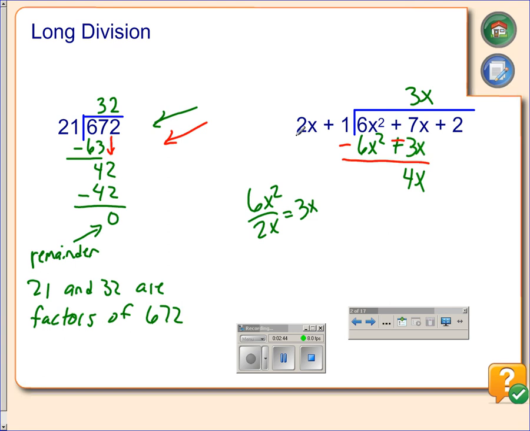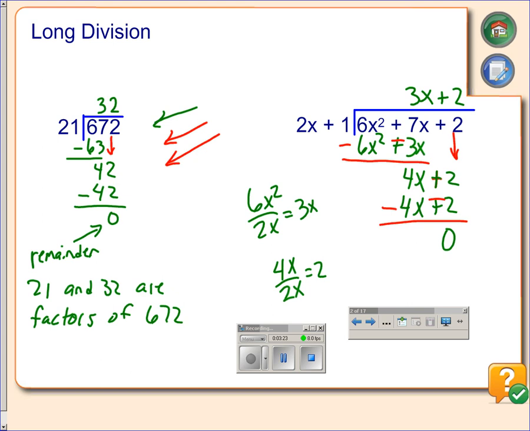Next thing I will do is bring down the 2, just like I did over here. So that gives me 4x plus 2. Now I see how many times 2x plus 1 goes into 4x plus 2, but mostly I'm focusing on just 4x divided by 2x. How many times does 2x go into 4x? Since the answer is twice, I put it up here, and then I multiply, and I get 4x plus 2. Then I have to subtract, and I get 4x minus 4x is 0. 2x minus 2x is 0, so I get a 0. This means my remainder is 0.